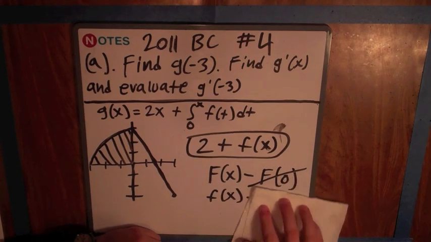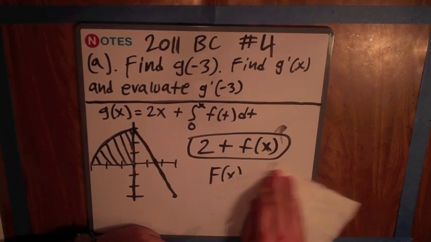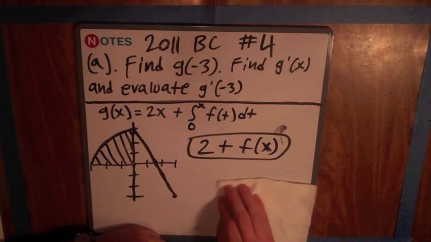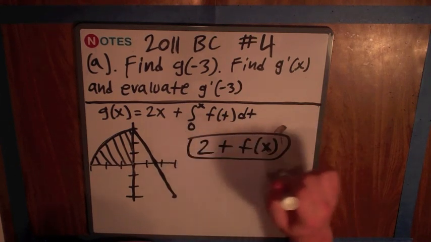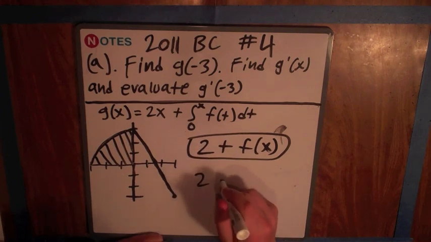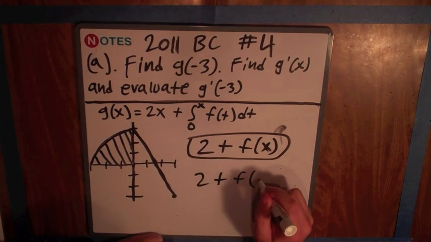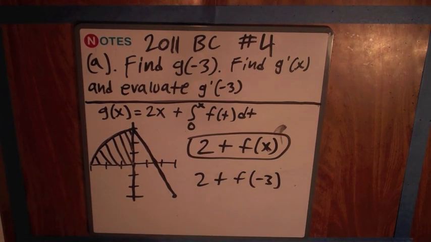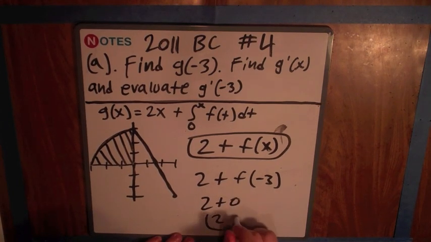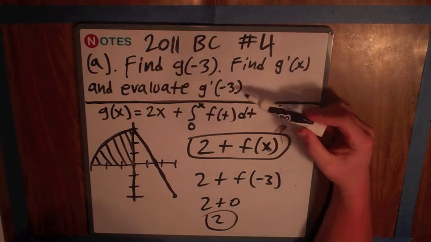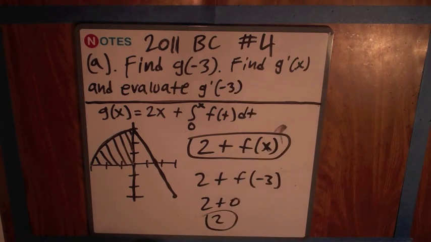And then finally, evaluating g prime of -3 using this function, carry down our 2 plus f at -3, which is 0. So 2 plus 0, 2. That's our final answer for g prime at -3.